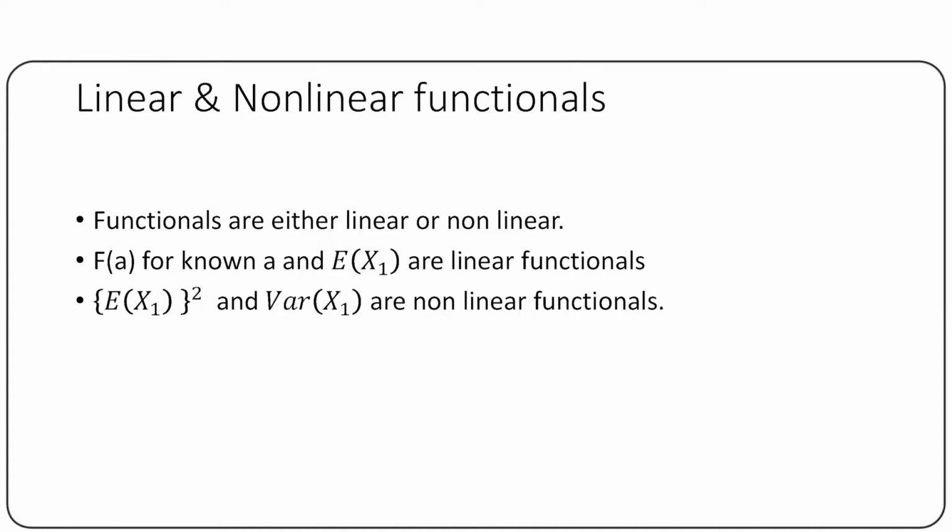And for all these functionals, theta(alpha F1 plus (1 minus alpha) F2) equals alpha theta(F1) plus (1 minus alpha) theta(F2) for every alpha between 0 and 1. Therefore, the above functionals are called linear functionals.